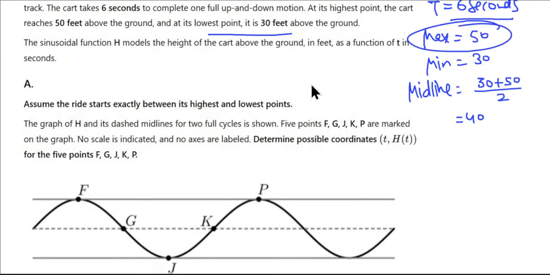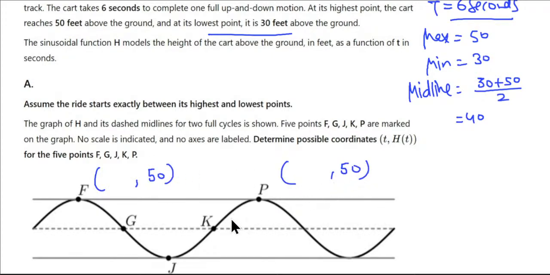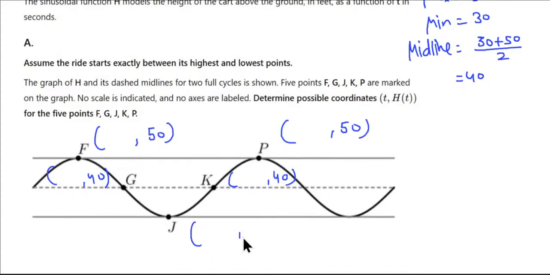I know that the maximum is 50 and F is the maximum. So I will talk about the time later, but I can mark that the maximum coordinates are 50. The midline is at 40, so G is also at 40, and J is at the minimum, that is 30, right? So I'm going to mark this as 30 over here. So that's how it's going to work. At least for the y coordinates, it is pretty straightforward.